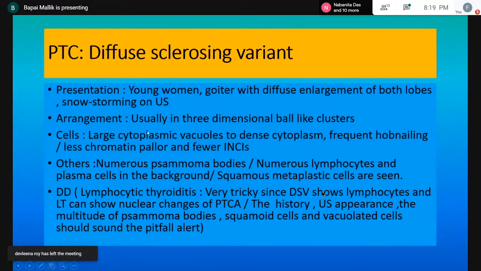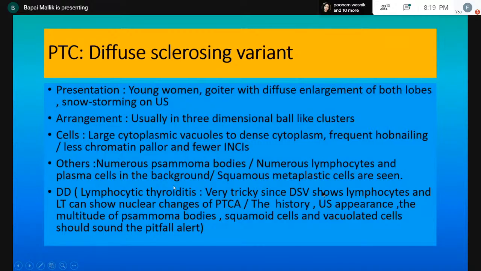I'm going to show you the picture. It shows numerous psammoma bodies, and most of the psammoma bodies that I showed you were actually from that case. You can see a wide buffet of psammoma bodies. Numerous lymphocytes and plasma cells in the background. Another feature, like you saw in the Warthin-like variant of papillary thyroid carcinoma, this is another variant where you see a lot of lymphocytes and plasma cells in the background.